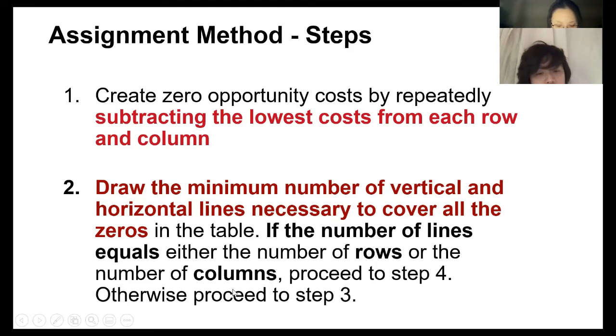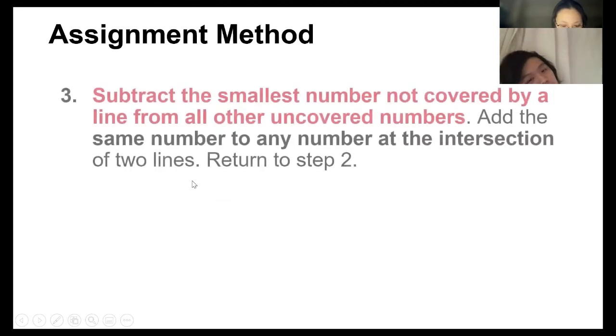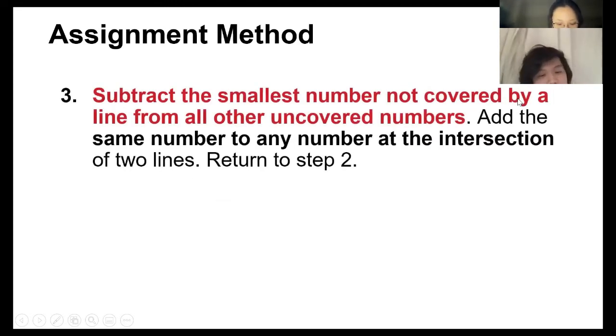Number 2, draw the minimum number of vertical and horizontal lines which cover all the zeros, after we have done the subtraction. We subtract and then we draw the lines, and you see if the number of lines equals the number of rows, then we have reached optimal. So that's why I say proceed to step 4, which is the optimal solution. For example, with 3 rows and 3 columns, you need to have 3 lines to proceed to step 4. If not, you continue. You need to go to step 3, which is the next iteration. For those uncovered numbers, what is the smallest number? Then you deduct it.